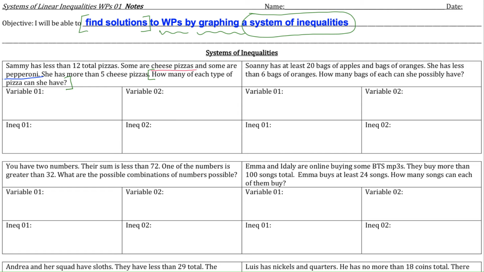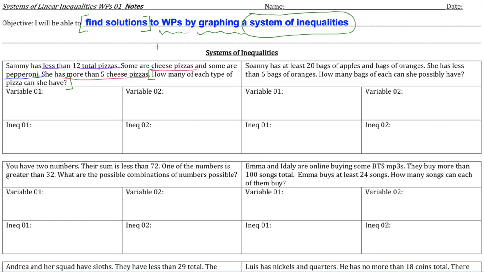Okay. So it says she has 5 more cheese. Well, she has more than 5 cheese pizzas. So that's about cheese, which is red. But then it gives us the total, so I'll use purple. Sammy has less than 12 pizzas total. All right, so how much of each type?